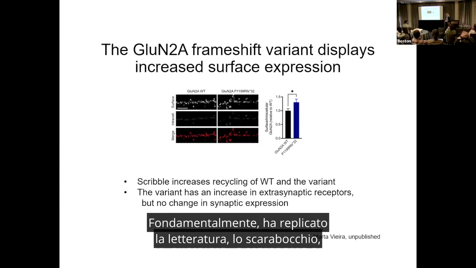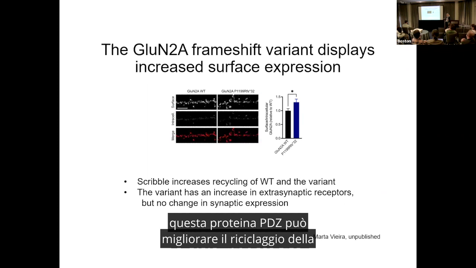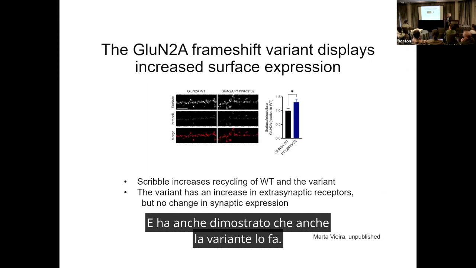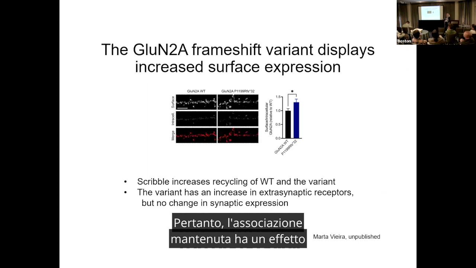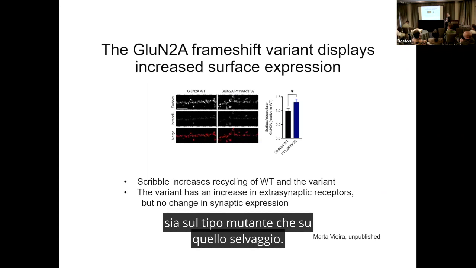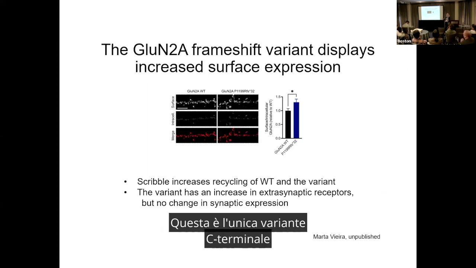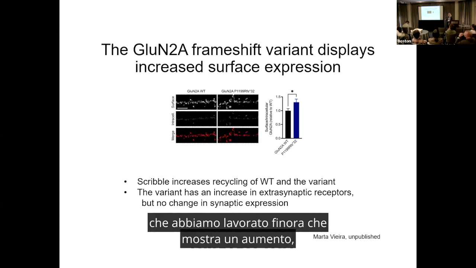I'll show you some of the highlights. Basically, she replicated the literature: scribble, this PDZ protein, can enhance recycling of 2A. We replicated that very nicely. And she also showed that the variant does as well. So the retained binding does have an effect on both the mutant and the wild type. She actually saw an increase in surface expression. This is the only C-terminal variant that we've worked on thus far that shows an increase.